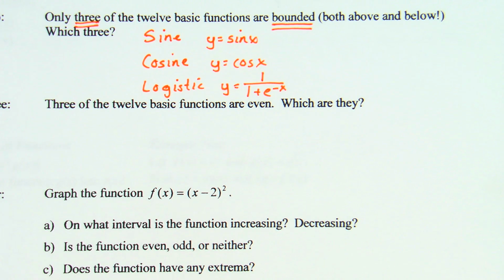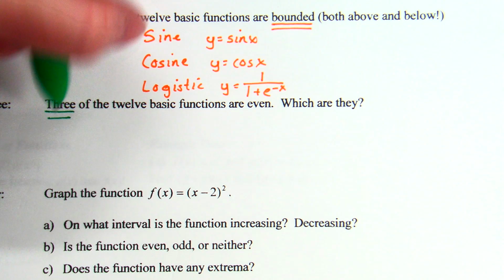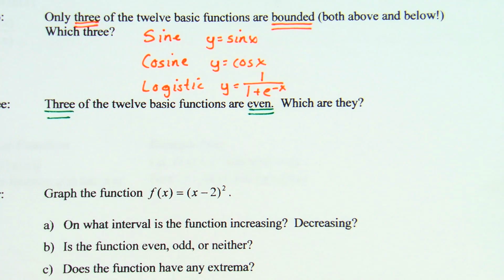Okay, now let's try example 3. So again, I'm looking for 3 specific answers. Of the 12 basic functions, which are even? Let me ask you a question. What does it mean to be even? Okay, the easiest thing to rely on is the fact that it is symmetric across the y-axis.